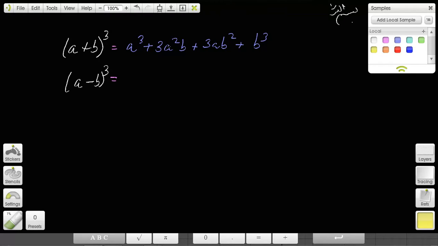Now it looks different the first time that you see this, but it starts with a cubed, a squared, a to the first, a to the 0, and then it starts with b to the first, b to the second, b to the third, like this. Okay, so the a's get smaller, the b's get bigger. a cubed plus 3a squared b plus 3ab squared plus b cubed.